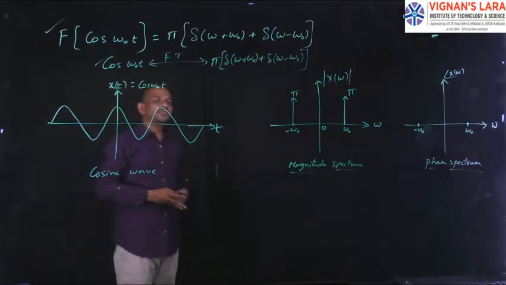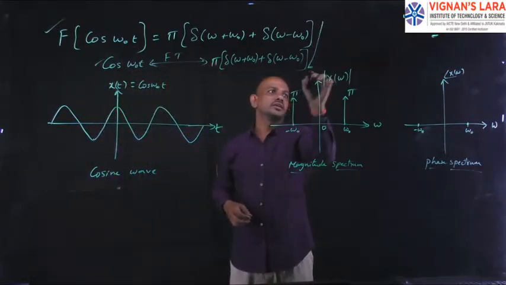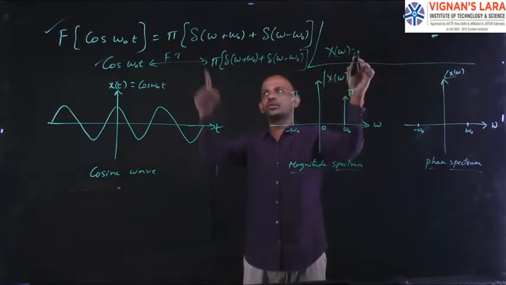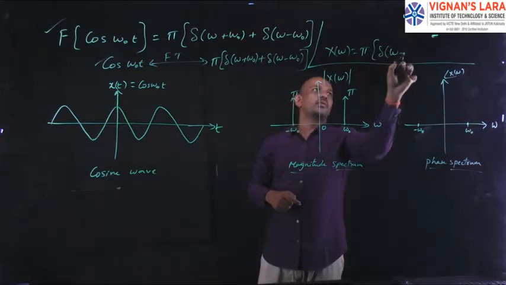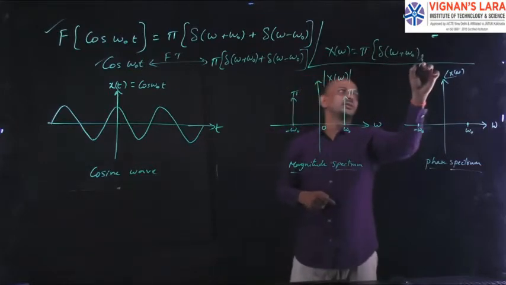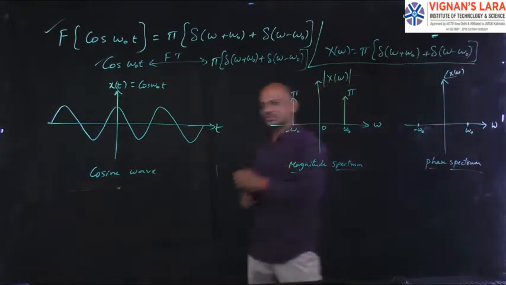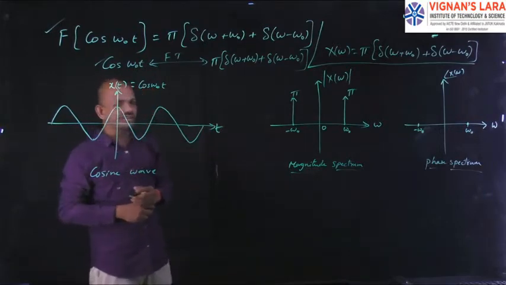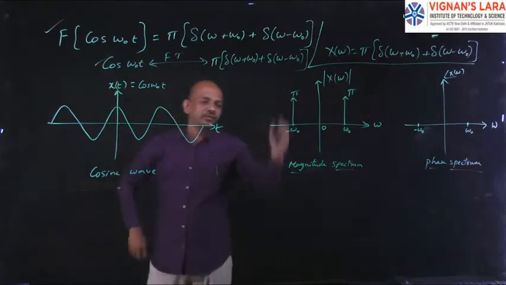First of all, we have to find the mode of X(ω), because this is nothing but our X(ω). Here X(ω) will be equal to π into δ(ω + ω₀) plus δ(ω - ω₀). So this is our X(ω). From that X(ω), I have to find the magnitude of X(ω).